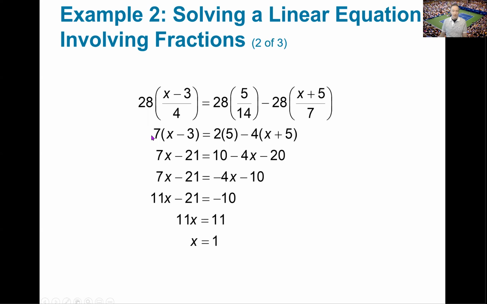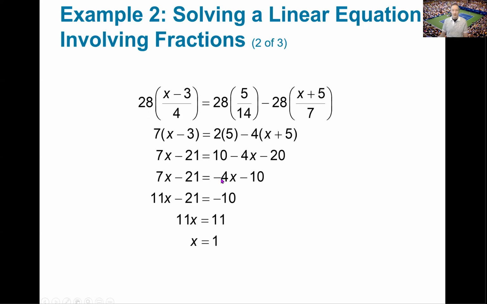At that point, it's really easy to distribute. I'll have 7x minus 21 is equal to 10 minus 4x, and then please make sure you see where this minus 20 came from. That negative 4 had to distribute to both terms inside that binomial expression. So minus 4x minus 4 times 5, that gives me minus 20. Now, all I'm doing is combining the constants on the right. I'll have negative 4x plus 10 minus 20. That gives me negative 4x minus 10.